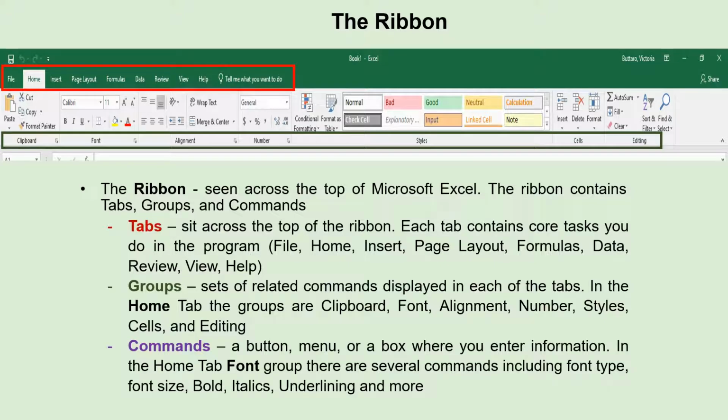Within each group are commands, highlighted in purple, which are a button, menu, or a box where you will enter information into Excel. In the Home tab Font group, for example, there are several commands, including font type, font size, bold, italics, underlining, and more.